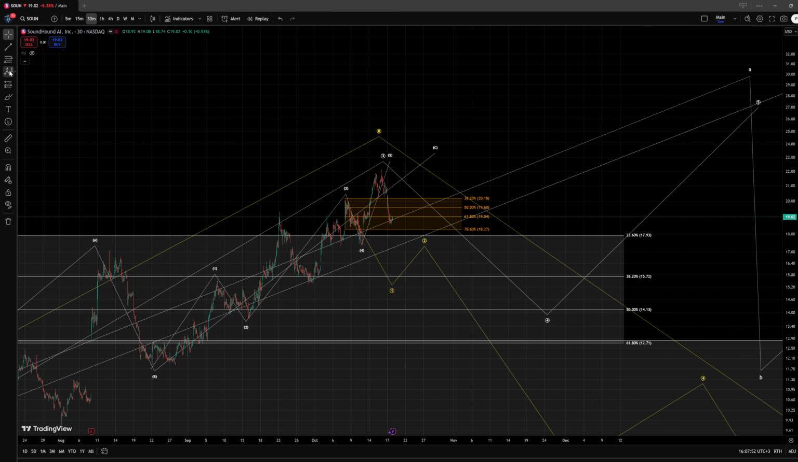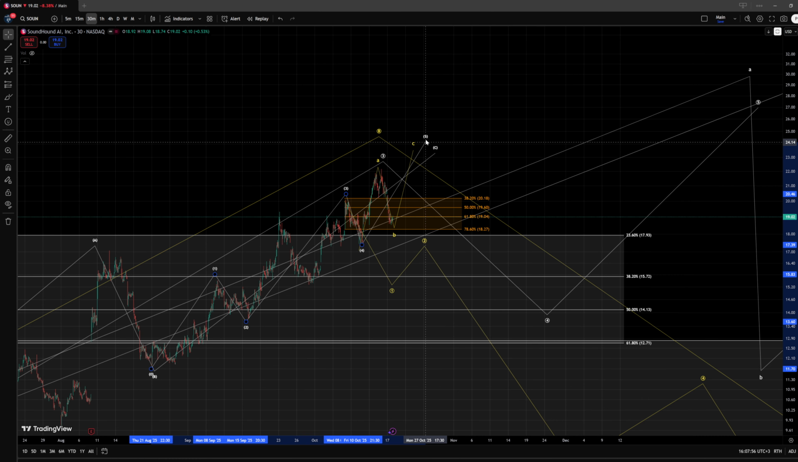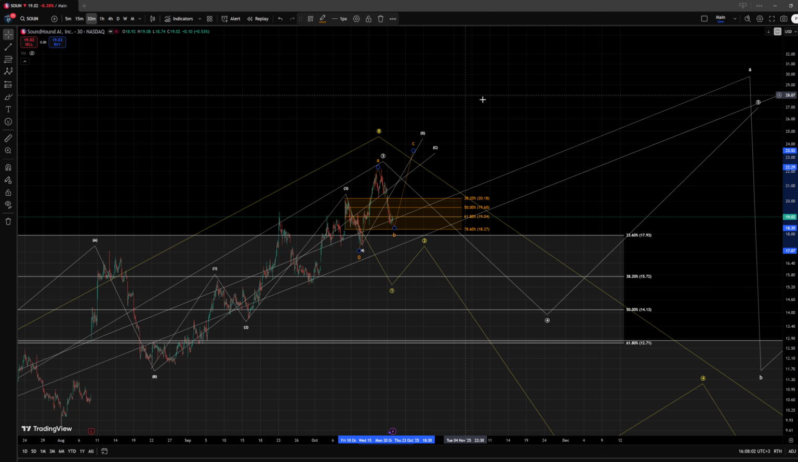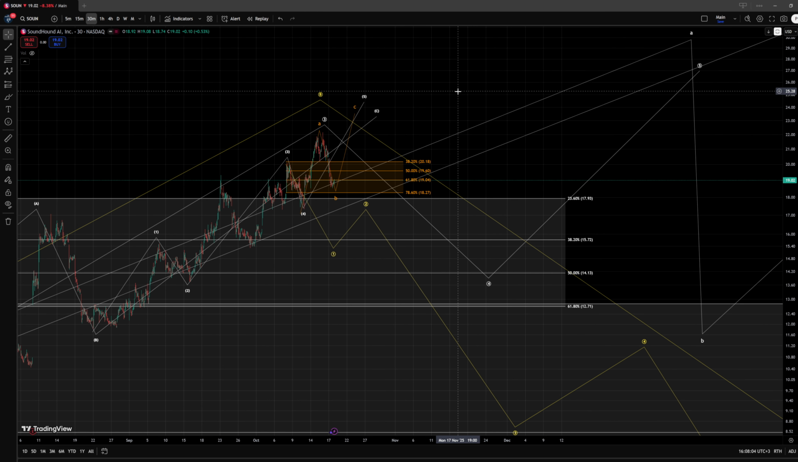So for now, I suppose all that's left to do is add this orange interpretation within the extension in the wave 5 to the upside. I didn't mean to change that color, but for now these are the levels. This is the trade setup.